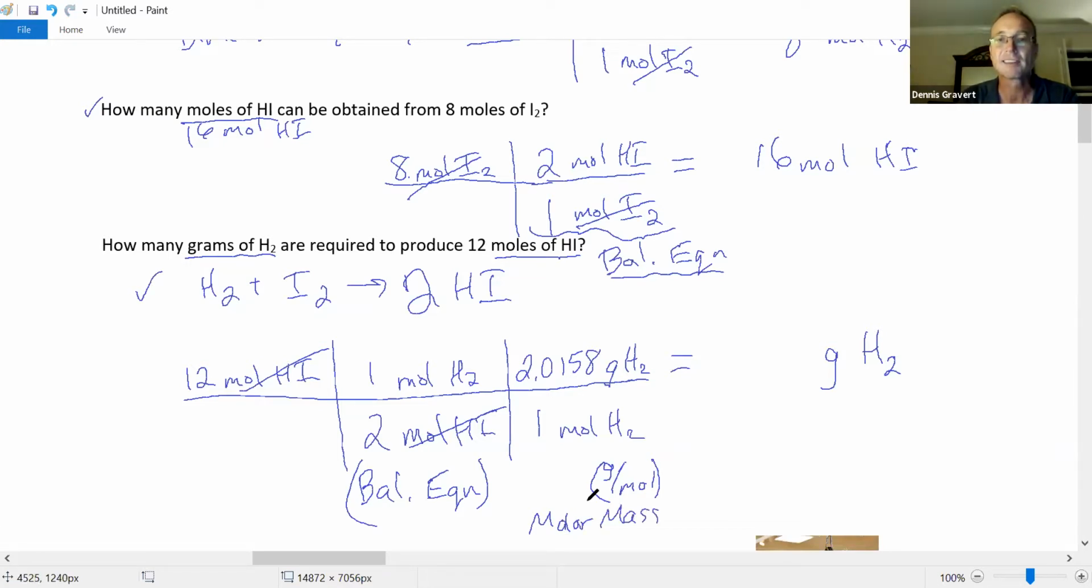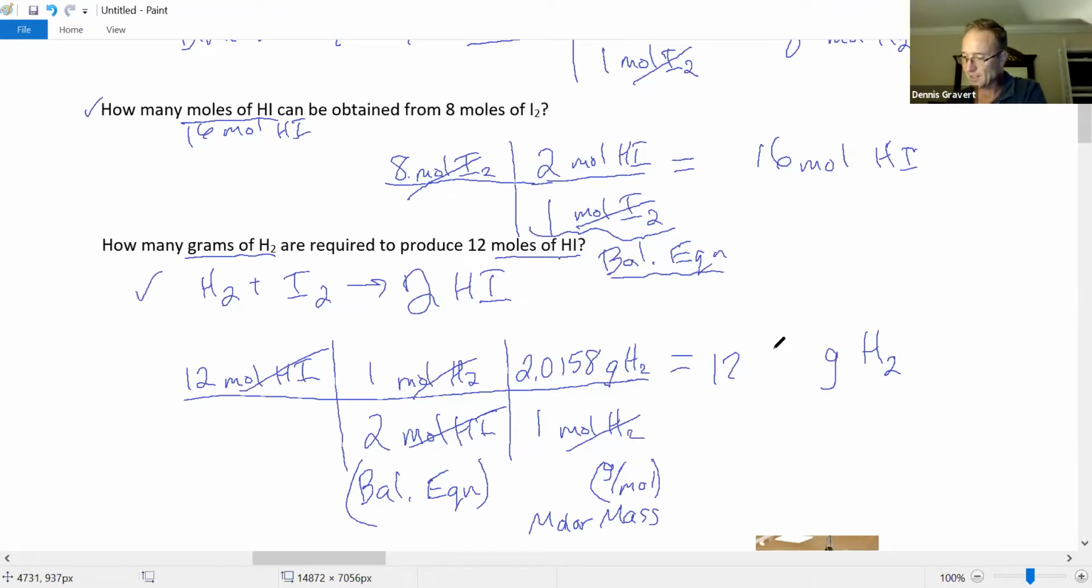Molar mass. Terrible handwriting, sorry. Okay, moles H2 cancel out moles H2. We're left with the units we need: grams of hydrogen, H2. Cool, get the calculator out. One way to do this is to take 12 times 2.0158, put that answer in your calculator, divide it by 2. Another way is to take 12 divided by 2, which is 6. Multiply 6 times 2.0158, and you're going to get 12 point something.